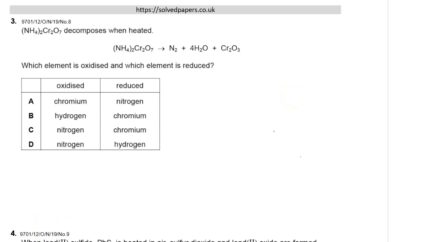All right, question number 3 was variant 1, paper 1-2, question 8, right there. This decomposes when heated to give nitrogen, water, and chromate. Which element is oxidized and which element is reduced? Of course, to find this, we need to find the oxidation states of all these elements.